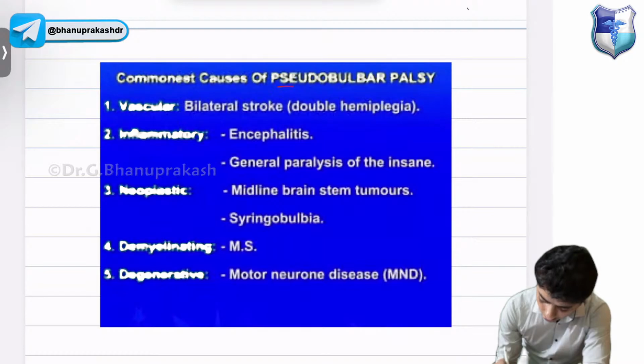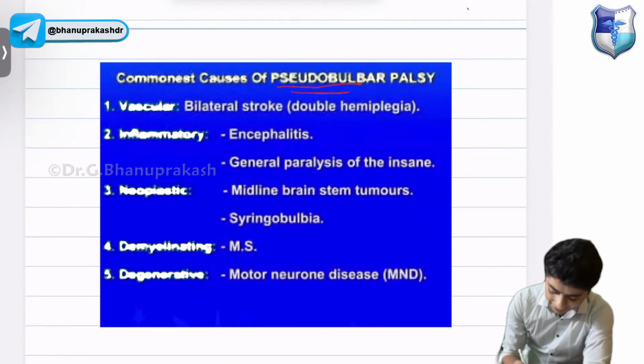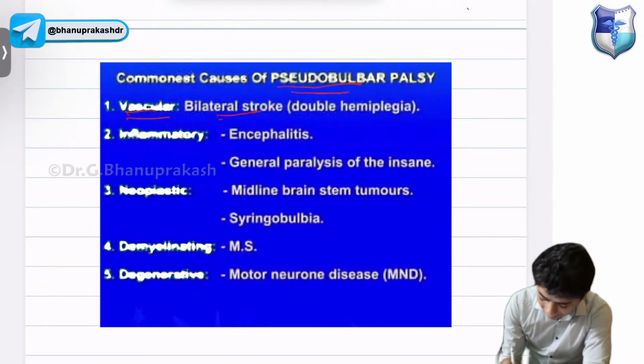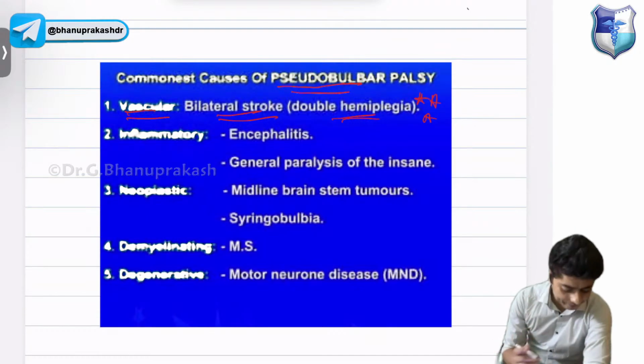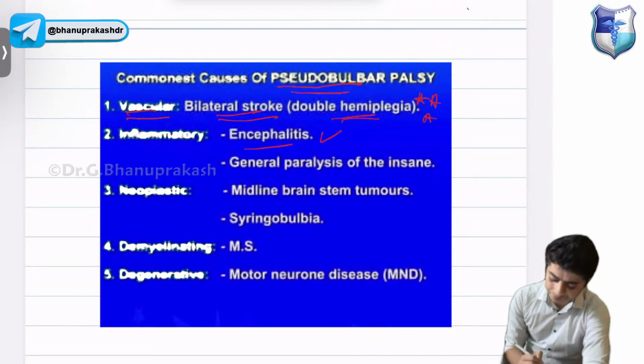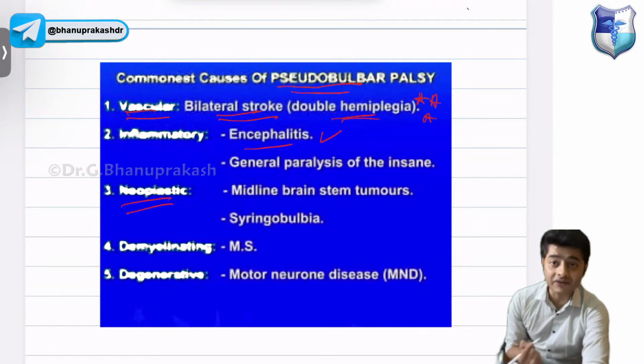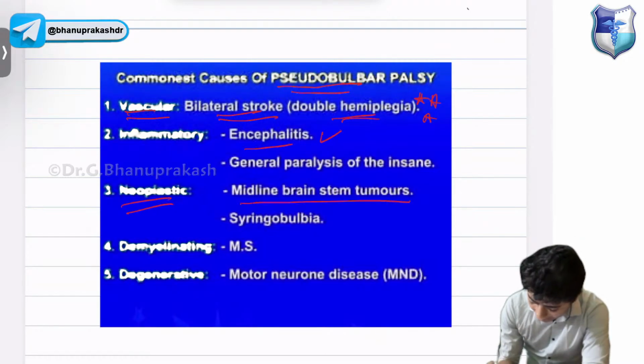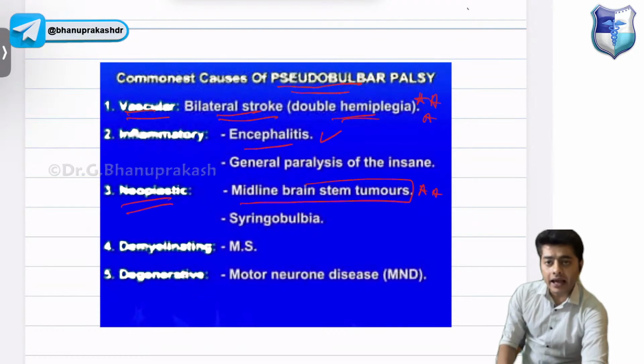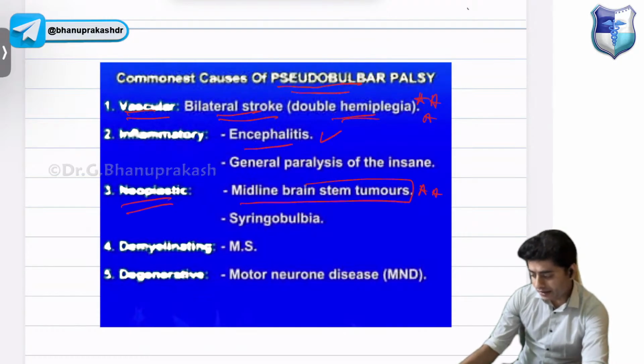See, causes of pseudobulbar palsy, it can be vascular, that is your bilateral stroke, double hemiplegia, that is your quadriplegia. It can be encephalitis. If it is a neoplastic, if it is a malignancy, it can be a mid-brainstem tumor.